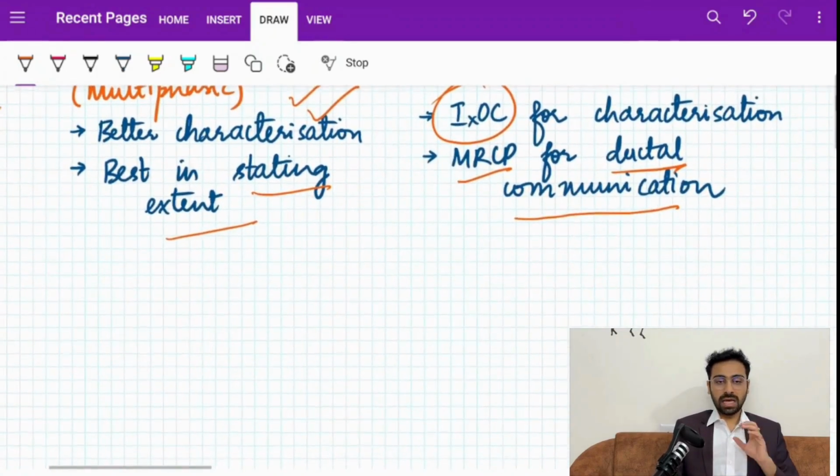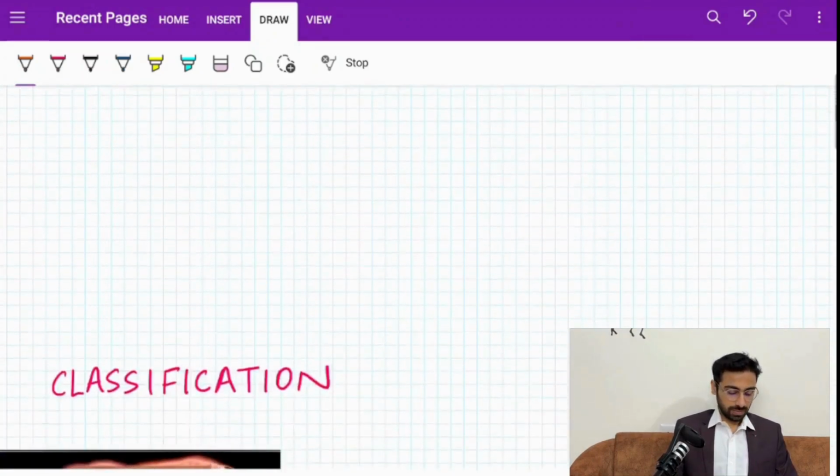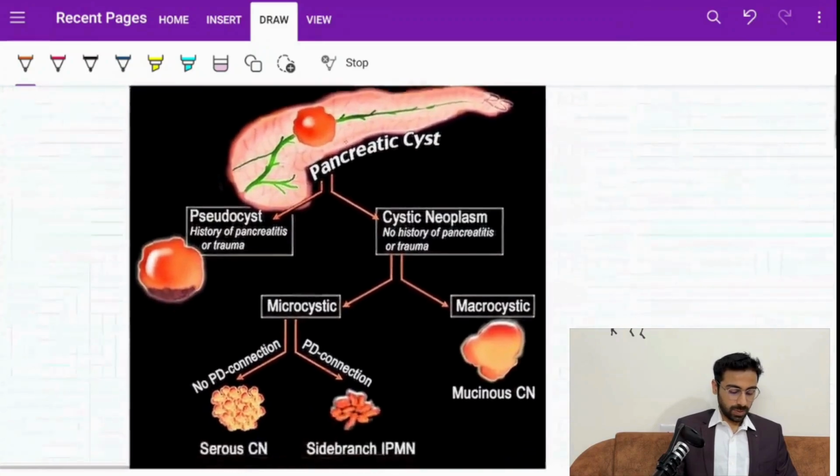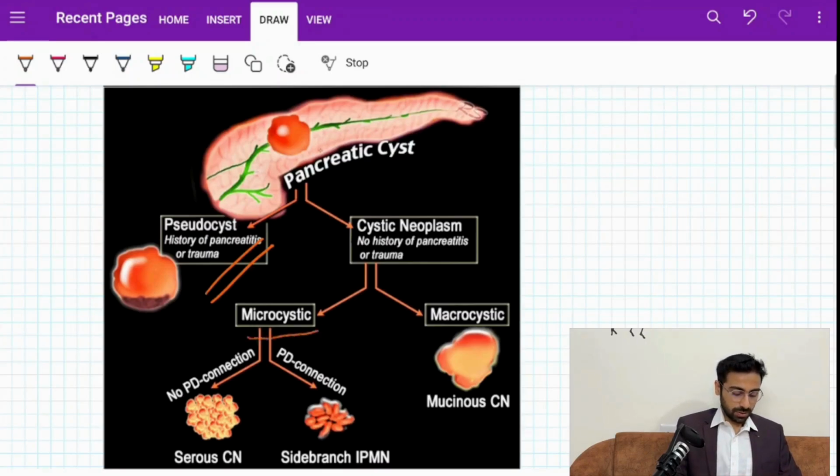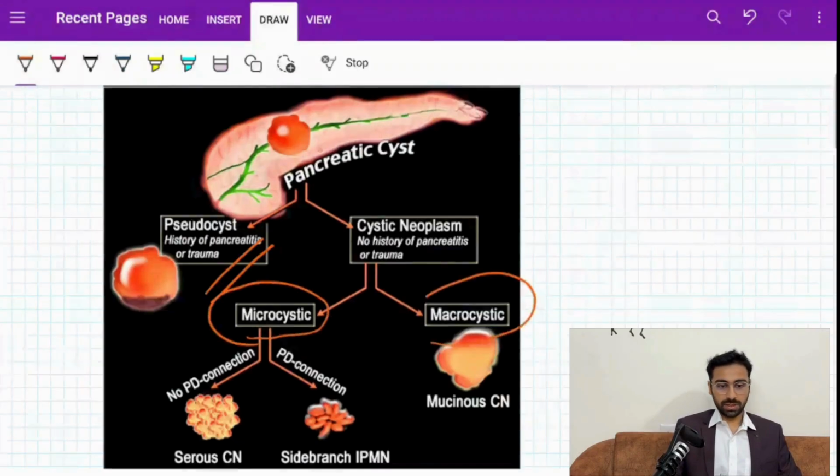Let us now classify the cystic pancreatic lesions. This classification is based on the morphology of the lesion. So once you identify a cystic pancreatic lesion, you first need to rule out pseudocyst. Pseudocyst will have history of pancreatitis, history of trauma. Patient may also have chronic pancreatitis, need not always be acute. Once you rule out a pseudocyst, you have to go to cystic neoplasms of pancreas. They can be of two variants. They can be microcystic or they can be macrocystic.